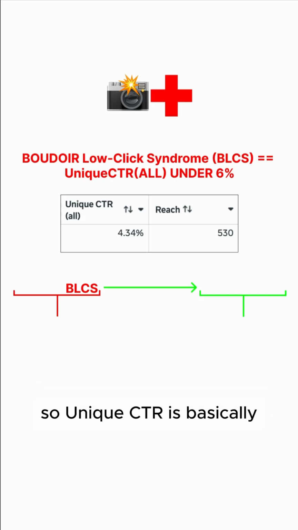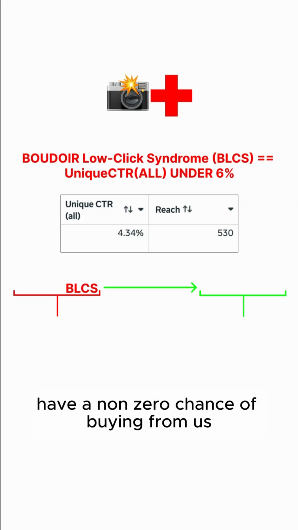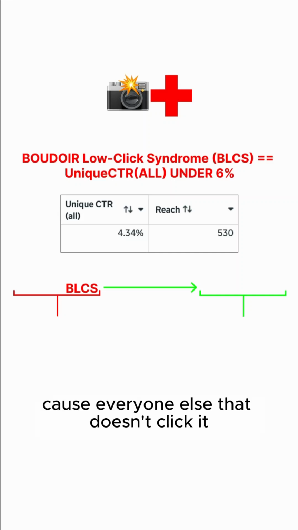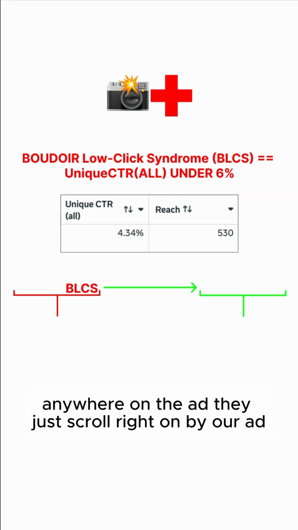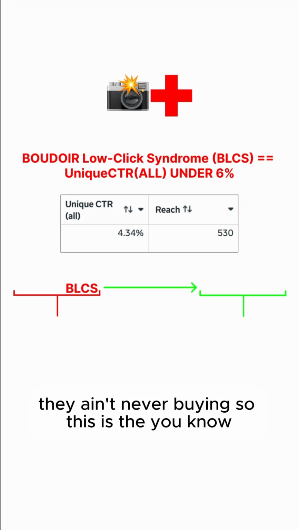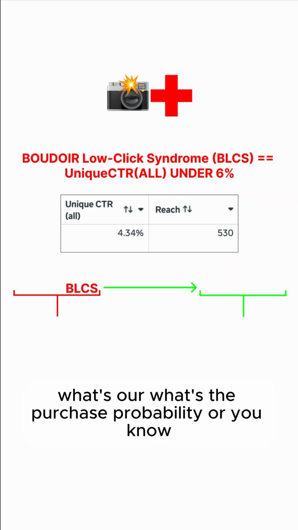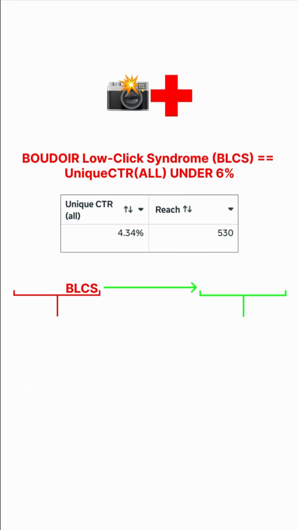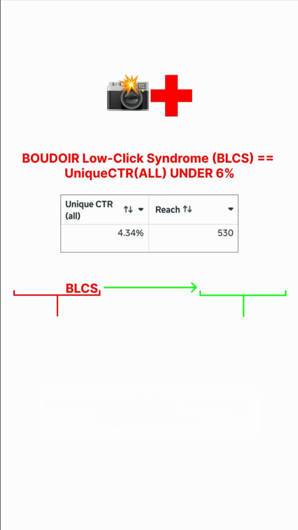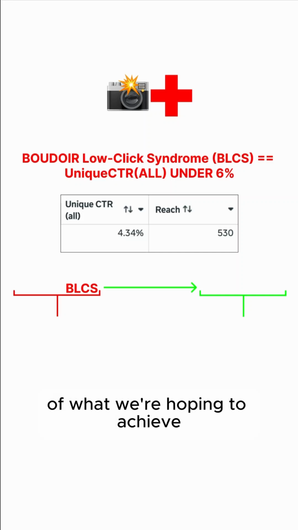So unique CTR all is basically how many women out of 100 did we get to have a non-zero chance of buying from us. That's literally what it is. Because everyone else that doesn't click anywhere on the ad, they just scroll right on by. Our ad did not enter their brain. They ain't never buying. So this is the purchase probability, or kind of first leading indicator of what we're hoping to achieve.